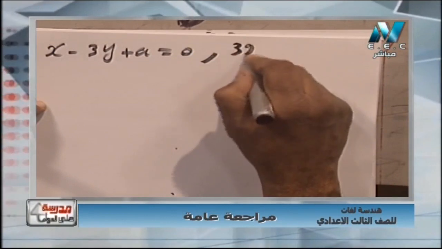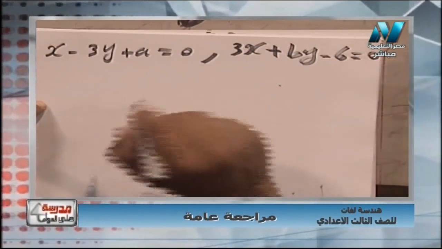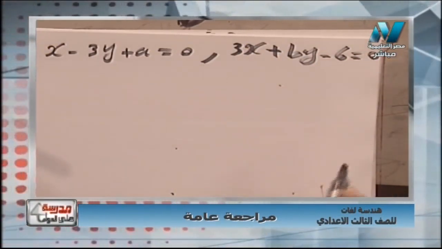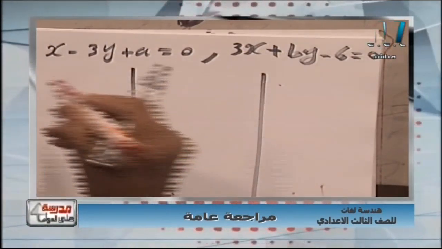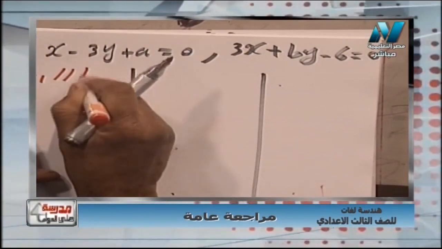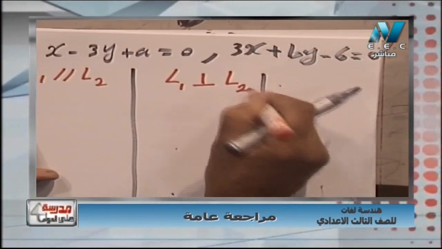We want to find the most common example. If you have two equations, x minus 3y plus a equals 0, and the second one, 3x plus by minus 6 equals 0. We want to find the value of b in the following cases. The first case, L1 parallel to L2.